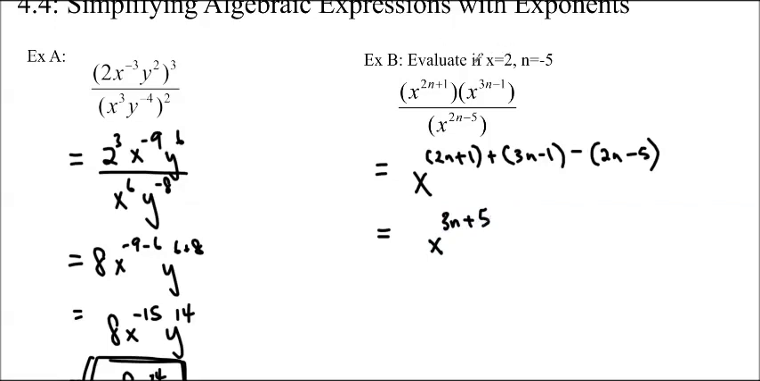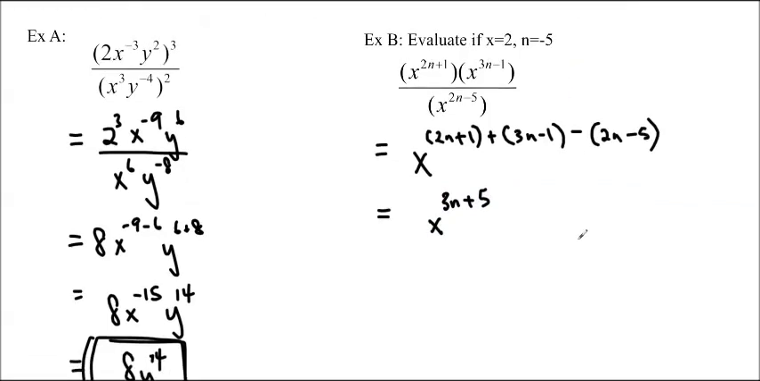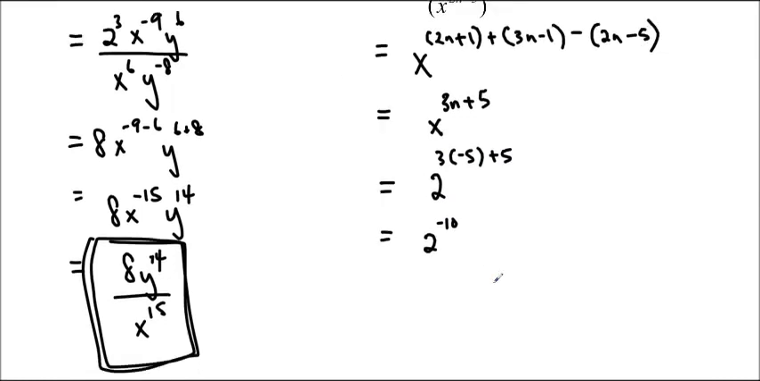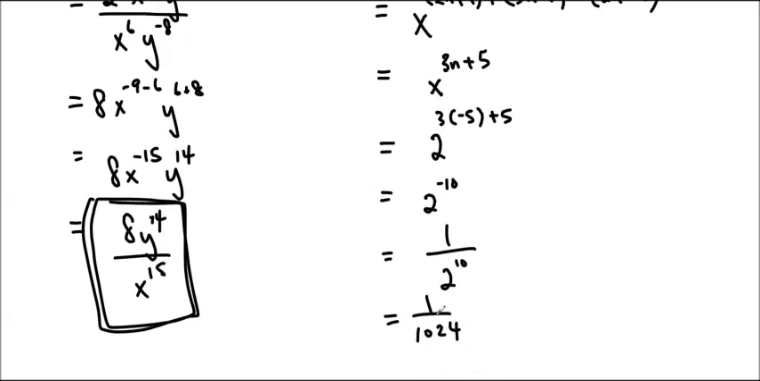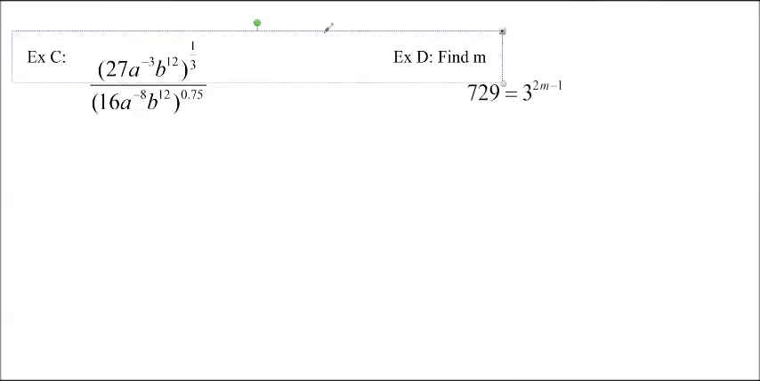That's in its simplified form, and now it says evaluate for this number. So we get x is 2, and then we're going to put 3 times negative 5 plus 5. I just put the numbers in where we need to. So I'm really doing 2 to the negative 10, because negative 15 plus 5. And of course we know that this is really 1 over 2 to the 10, and if you know your powers of 2, you'll know that that is 1 over 1024. Okay, and there you go. That's the answer.